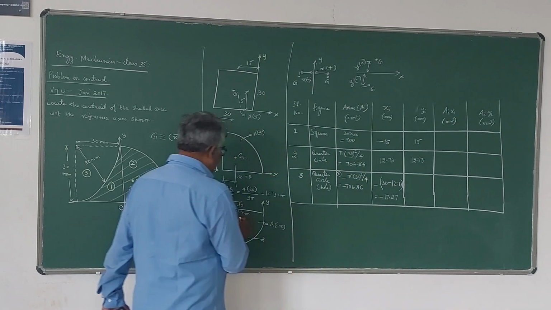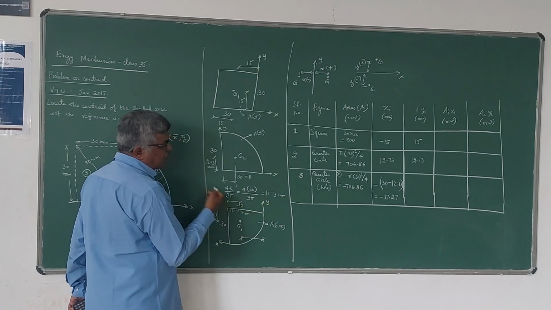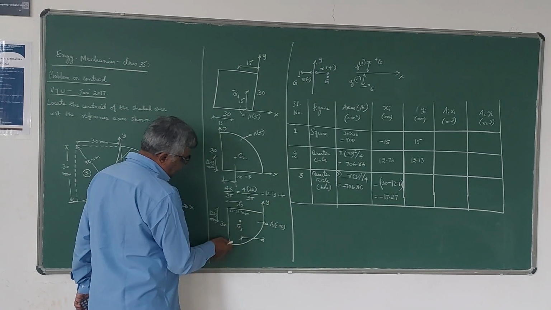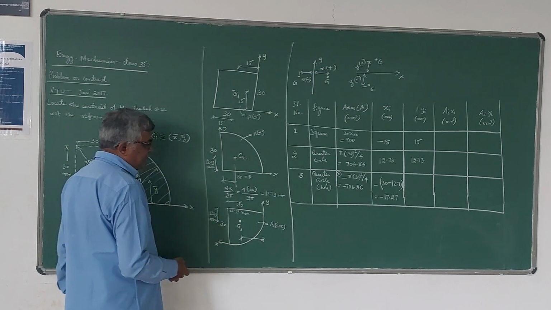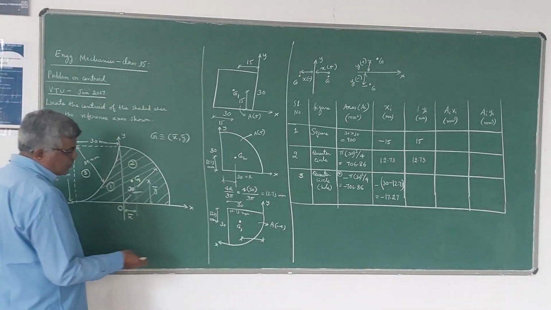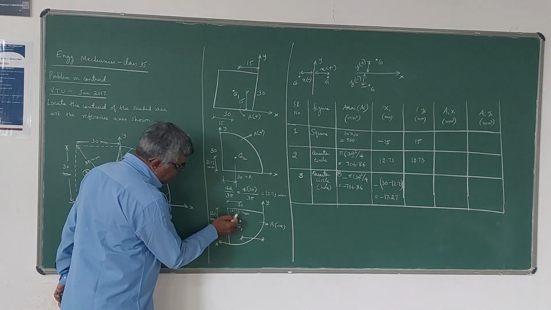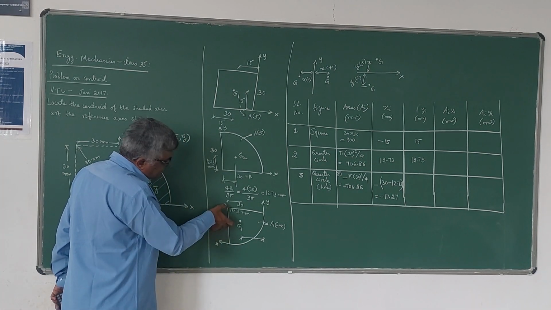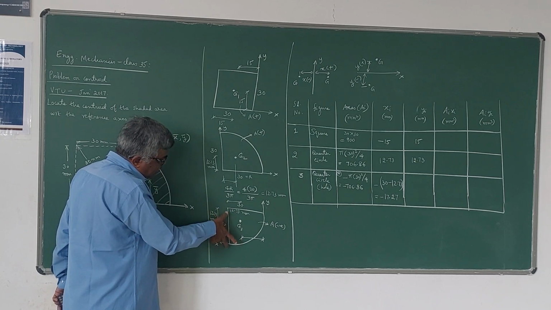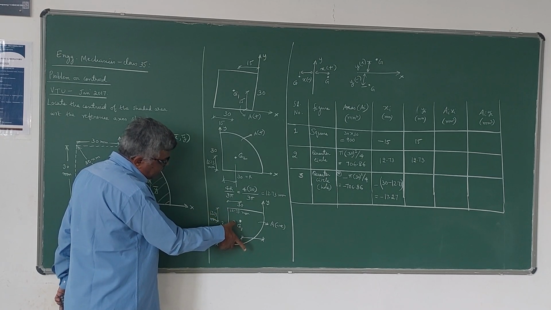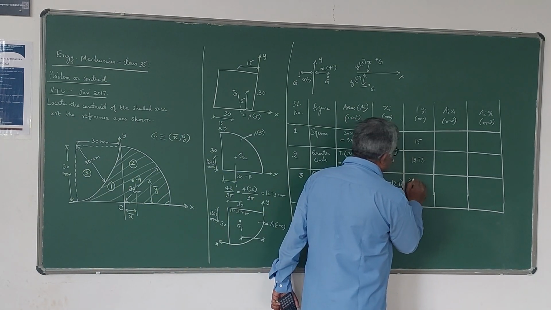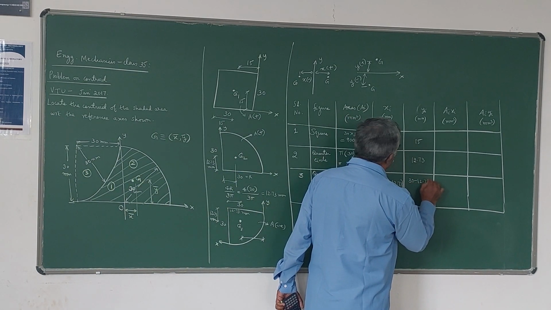Minus, because this D3 is to the left of the y-axis. Next, y3. y3 is the distance of G3 from the x-axis. You can see G3 is above the x-axis, therefore the distance is positive. From here to here it is 12.73, and the total is 30. So from the x-axis it is 30 minus 12.73, which is positive. Please note that this is positive.